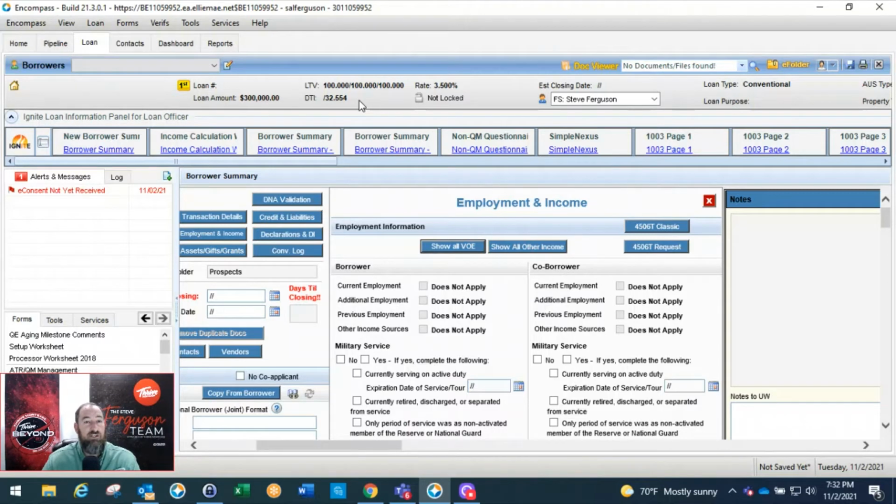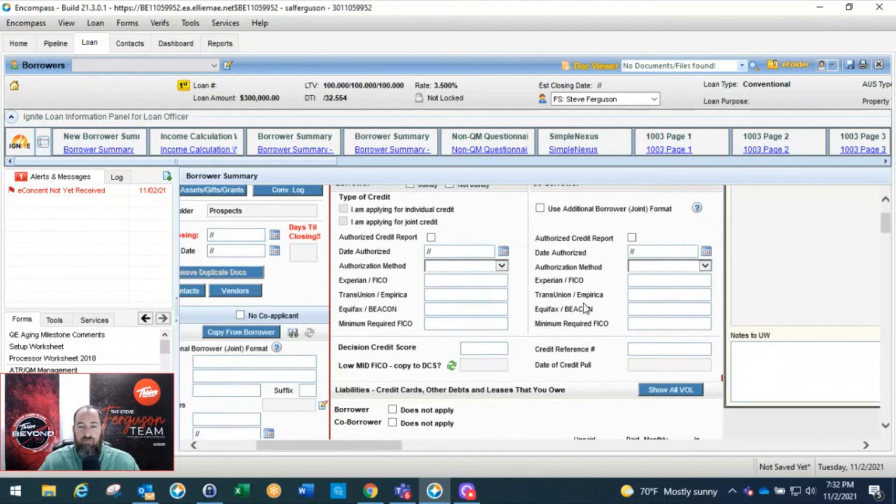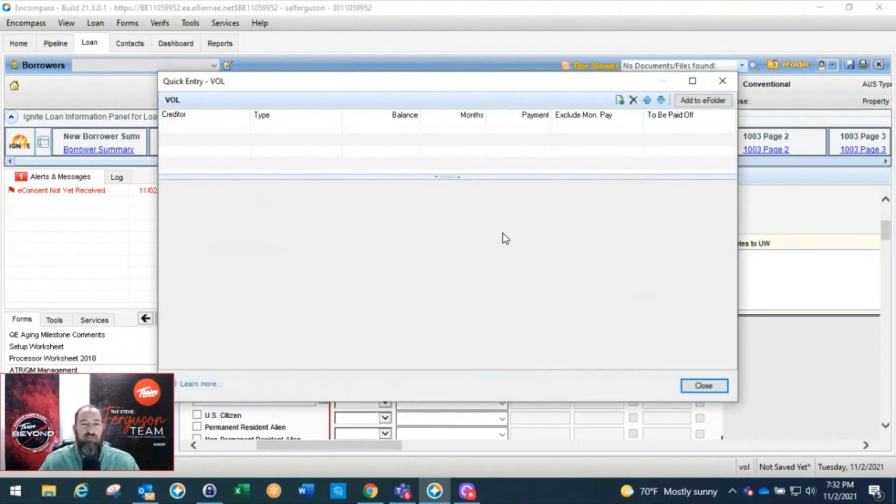But it's important to understand that there are two debt to income ratios on mortgage loans. So let's keep going. Let's go to the credit and liability section. Now, what I'm going to do is add a couple of liabilities so you can see the difference in the debt to income ratio.